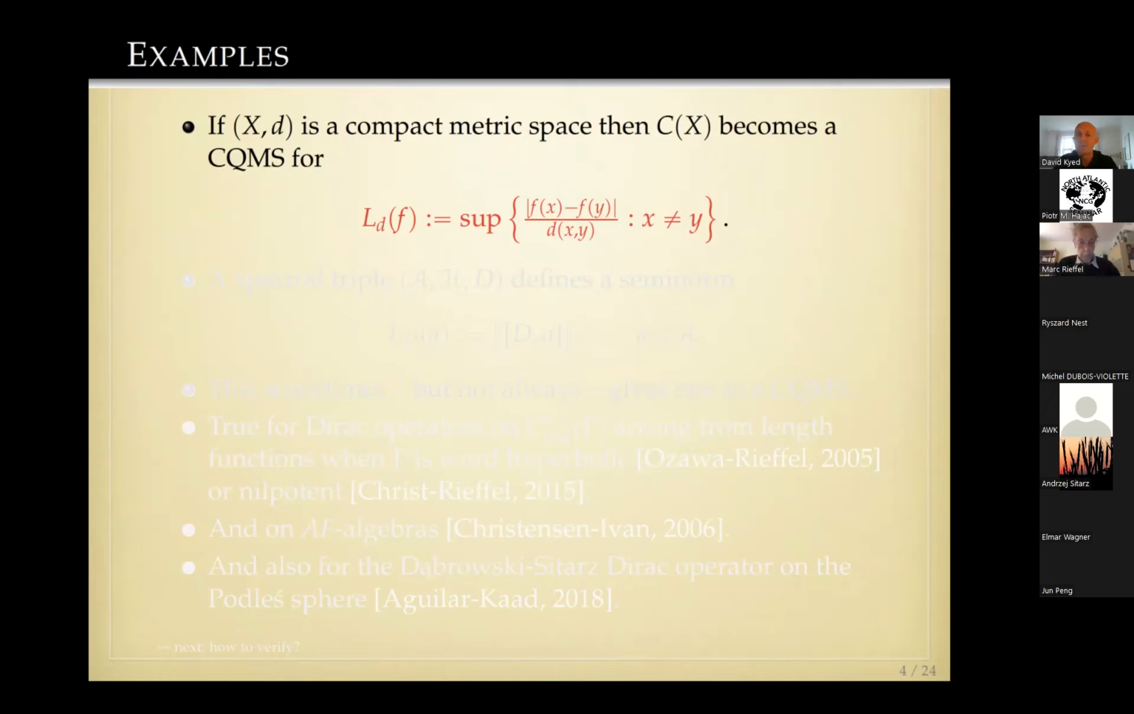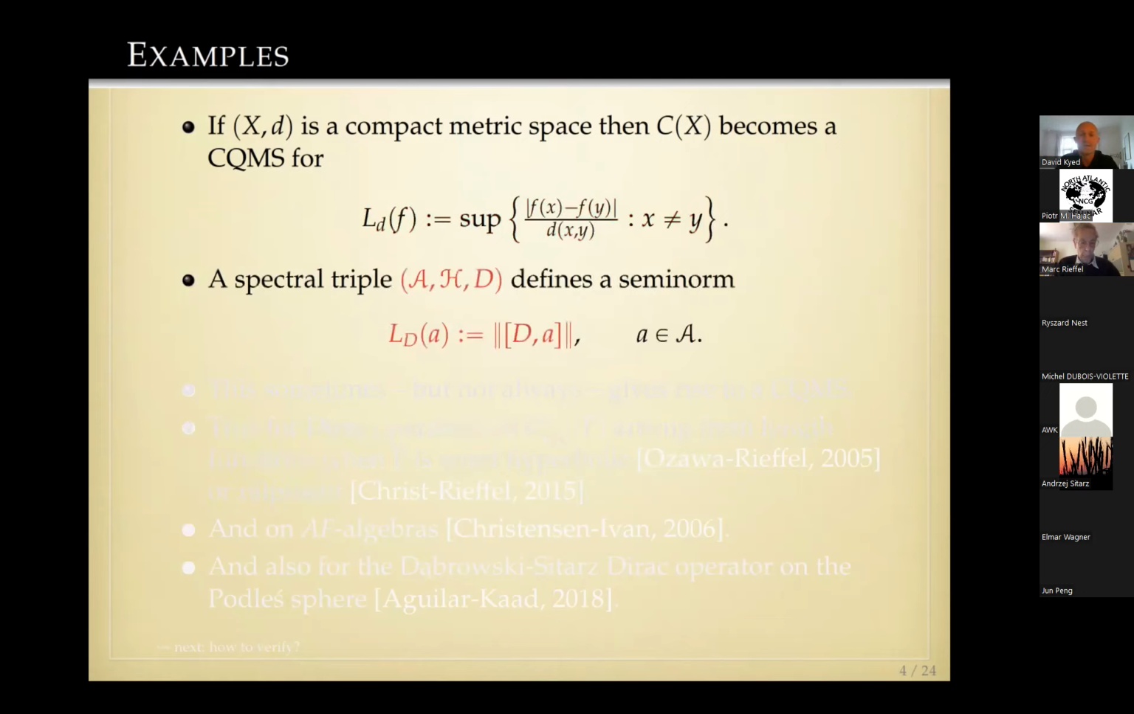But I should, of course, give you non-commutative examples as well. Here comes one. If you start out with a spectral triple, and I'm not going to dive into the finer details of the definition, I presume that most people in the audience know it, but the data consists of a dense subalgebra of a C-star algebra, represented concretely on a Hilbert space, and then an unbounded operator on the Hilbert space, which is supposed to interact well with the algebra A. One of the requirements is that for all elements in this dense subalgebra, the commutator makes sense and is bounded, which means that I can take its operator norm and get a number, and this is a semi-norm.